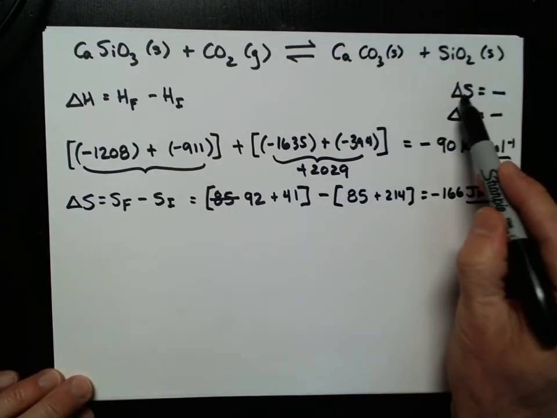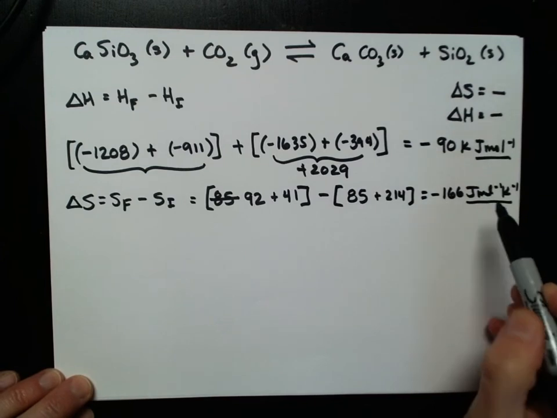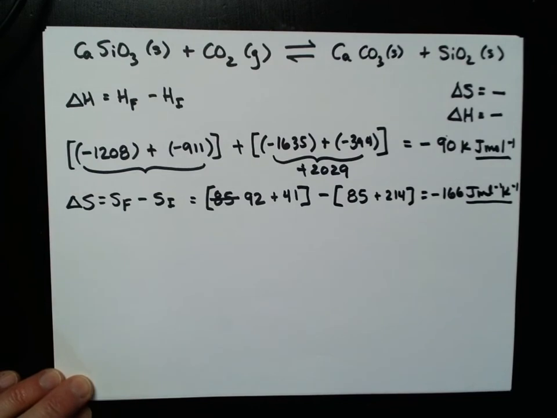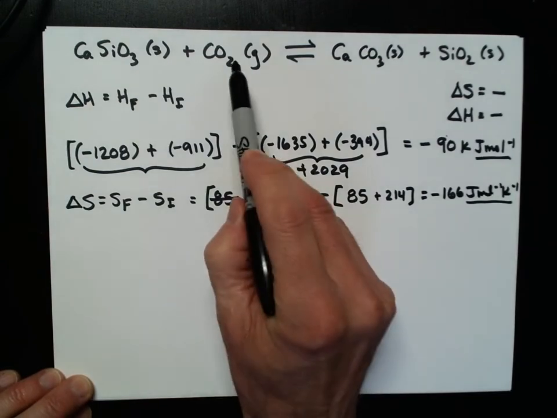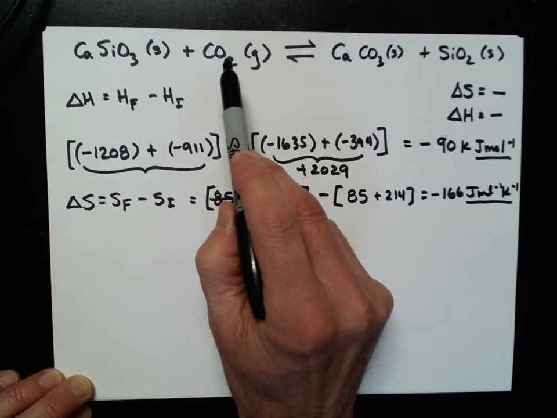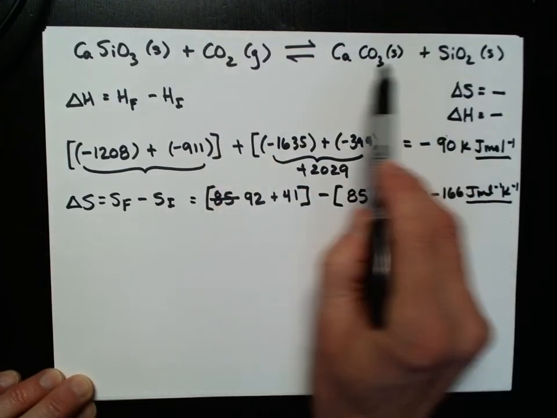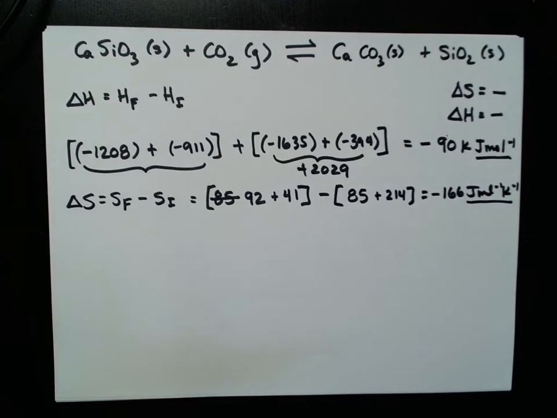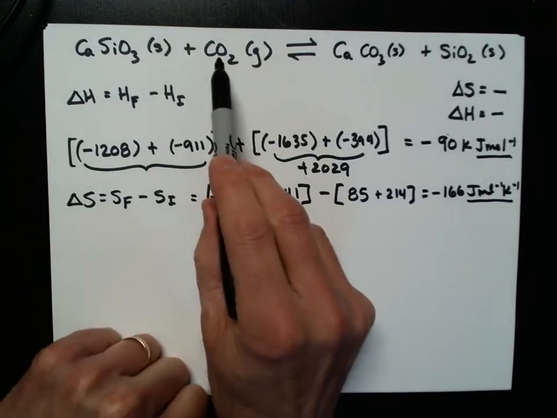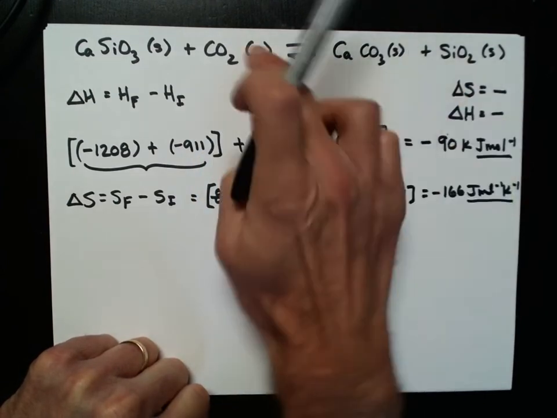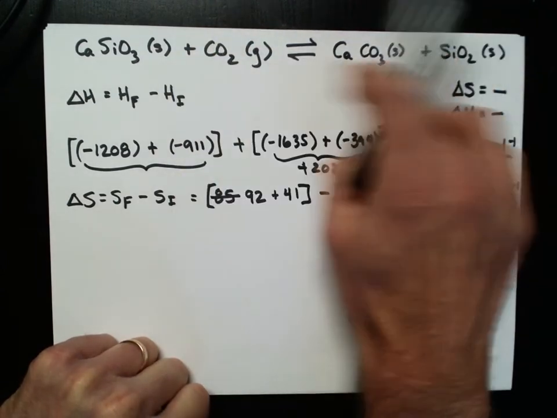We thought that the entropy would be negative, which we calculated it was, and we thought the enthalpy would be negative, which we've calculated that it was. Now what we want to do is determine at which temperature this reaction goes from being thermodynamically favored in one direction to the other. And before I do that, I have to figure out: is this going to be thermodynamically favored at high temperatures in this direction, or at low temperatures in this direction?